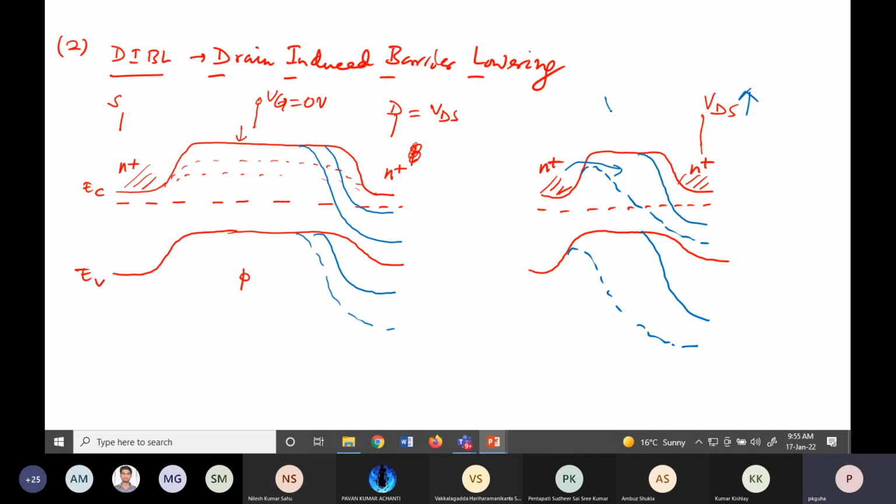And even if your VGS is 0, or maybe VGS is less than the threshold voltage, and you haven't done anything from the gate side to reduce the barrier, by applying drain voltage only, you will be able to switch on the device. That means by reducing the barrier height near the source. So that is known as drain induced barrier lowering. This will be detrimental for the short channel MOSFET. So this is one of the short channel effects, known as DIBL, or drain induced barrier lowering.